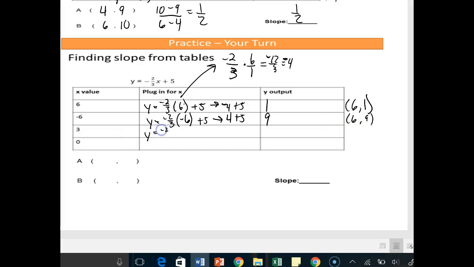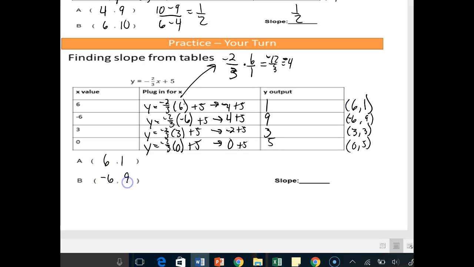Y is equal to negative 2/3 times 3 plus 5. Well, negative 2 times 3 is negative 6. Negative 6 divided by 3 is negative 2. So negative 2 plus 5 gives you output of 3. So it's 3, 3. And then 0, we know, basically you should love it when I ask you to plug in 0, because anything times 0 is going to be 0. So that's just negative 2/3 times 0 is just 0 plus 5, which gives you the output of 5. So 0, 5.